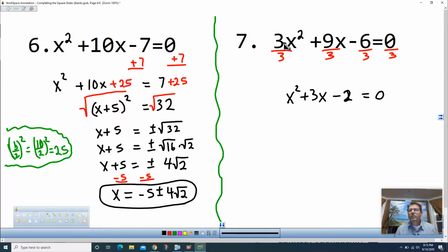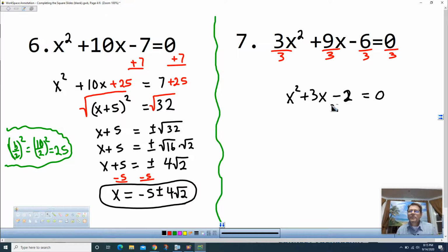But when you have a number in front of the x squared, you just divide it out, because we've got to have 1x squared for this thing to work. It's not going to work otherwise. Well, we might can think of a scenario, but that's not for today.